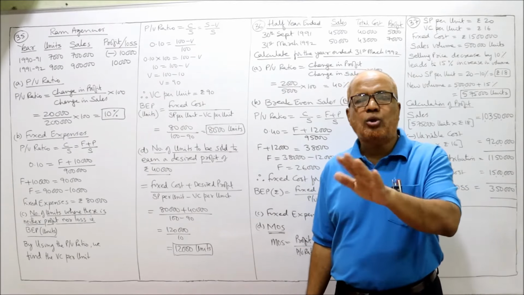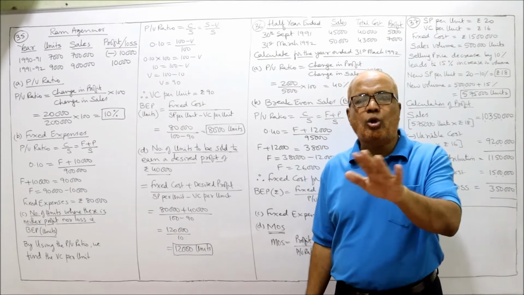8,000 unit बनाएंगे तो no profit no loss. If we sell more than 8,000, we'll get the profit. If we sell less than 8,000, we incur loss. That is the meaning. Now, number of units required to be sold to earn a profit of 40,000.